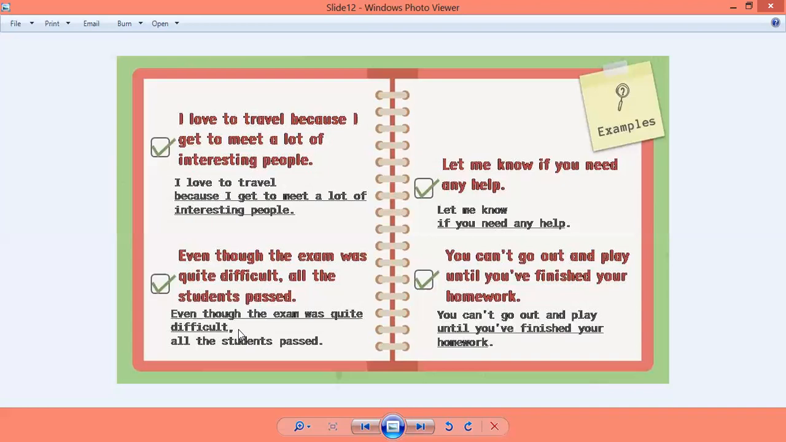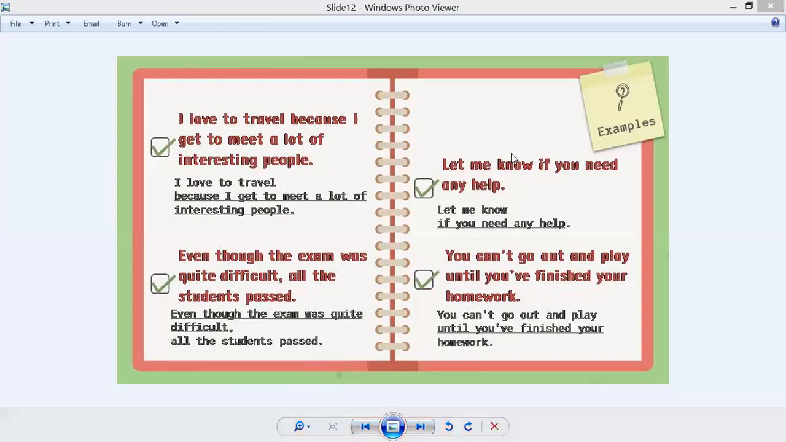कि भले ही एग्जाम बहुत ही टफ था, हाँ पर आगे क्या, कुछ ज्यादा इंफॉर्मेशन चाहिए, right, to finish the meaning of the entire sentence. And hence what are we going to add? All the students passed, right? But when we see that this particular clause, all the students passed, is making sense, right?